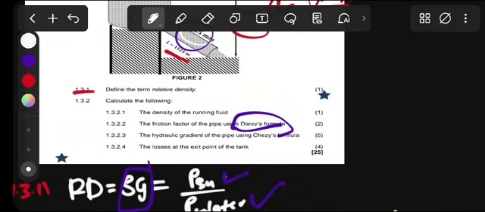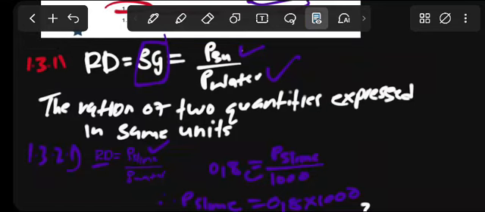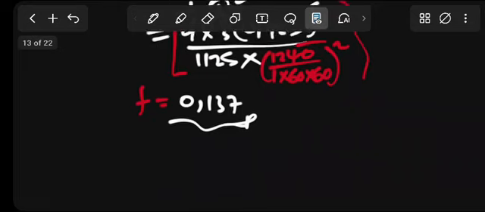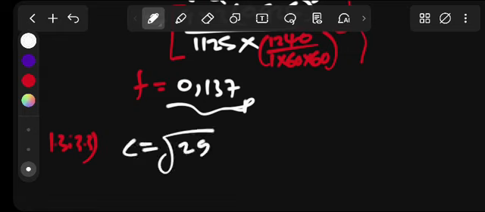Then this is now what we want to calculate: the hydraulic gradient of the pipe, using Chezy's formula, guys. The gradient is I, guys. Using Chezy's formula, we know that Chezy's formula says C equals the square root of 2g, then we divide this by the friction factor. All right, we have this Chezy's formula.